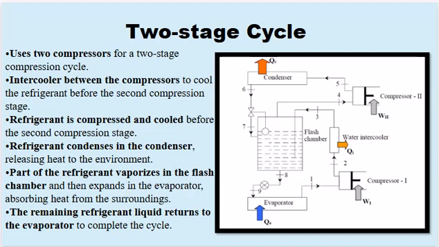Process. The cycle uses two compressors and an intercooler to achieve a two-stage compression cycle. The refrigerant is compressed by the first compressor and then passed through a water intercooler before being compressed again by the second compressor. The refrigerant then condenses in the condenser, rejecting heat to the environment. The refrigerant then enters the flash chamber, where a portion of it vaporizes and is expanded in the evaporator, absorbing heat from the surroundings. The remaining refrigerant liquid is then sent back to the evaporator to complete the cycle.